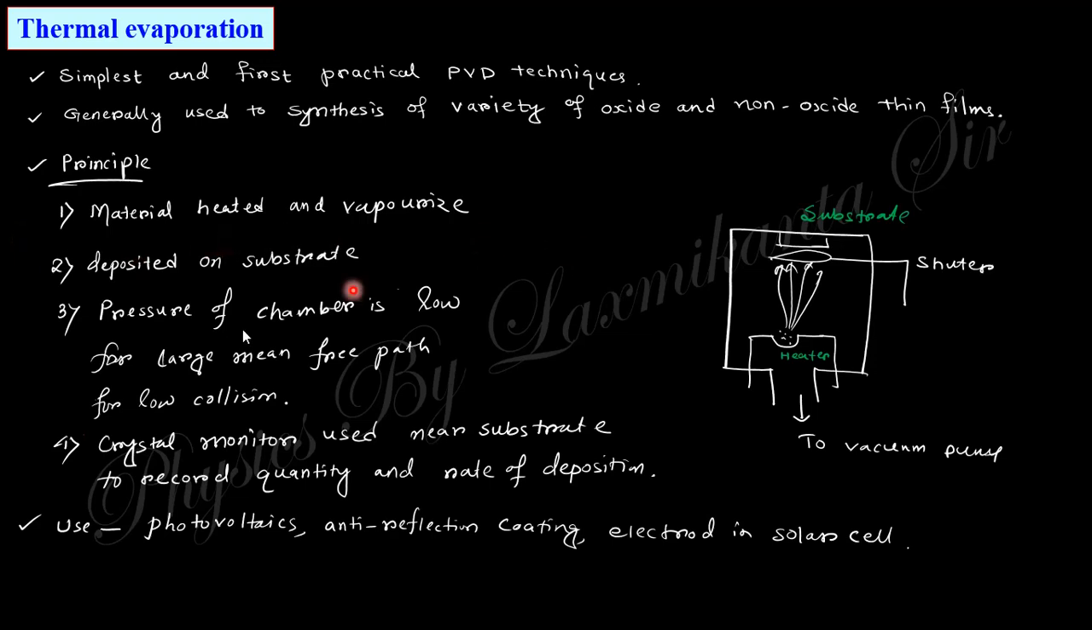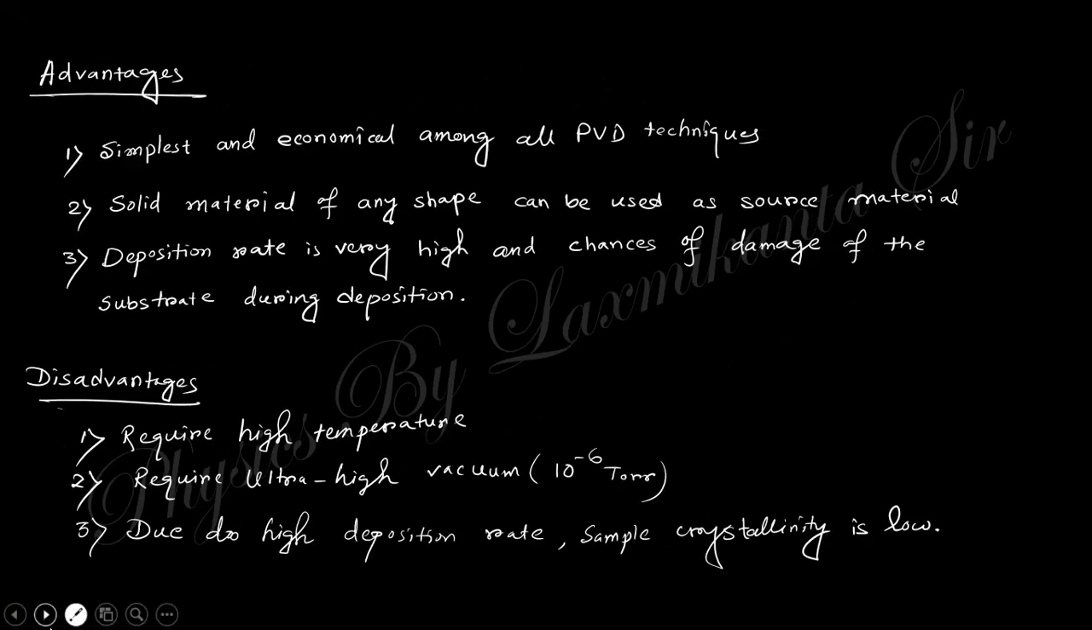Okay, so the material is heated and vaporized, deposited on the substrate, and the pressure of the chamber is low. For this reason the mean free path is high, such that collisions will be low. A crystal monitor on the substrate records the quality and rate of deposition. Use is in photovoltaic anti-reflection coating and electrodes in solar cells. That means when making a solar cell, you need an electrode to get the output voltage. Advantage is that it is the simplest and most economical among all physical vapor deposition techniques.